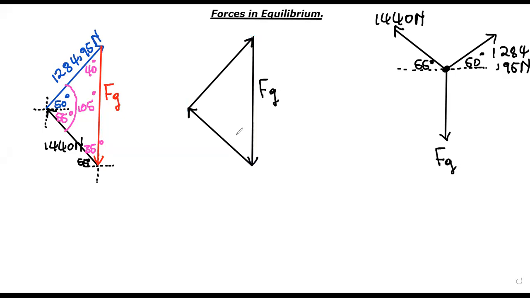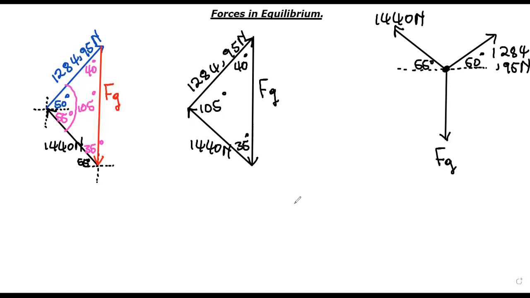So you label this as FG, and then you label this as 1284.95 newtons. And then you say 1440 newtons, like that. Then you show us the angle here is 35 degrees. Here it's 105 degrees. And this one here is simply 40 degrees. So this is the correct diagram. No, I'm not saying this is wrong. This is the simplest way to do it. This is actually how you start to do it. But these are actually the same thing.